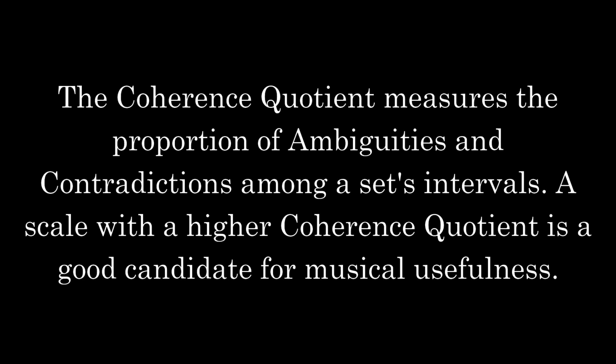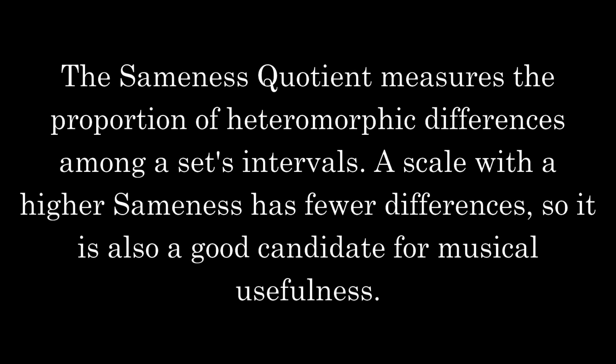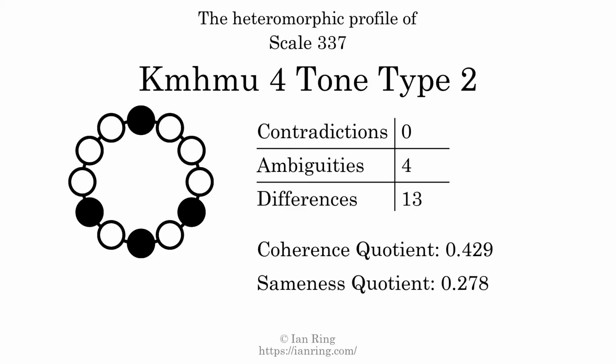The coherence quotient measures the proportion of ambiguities and contradictions among a set's intervals. A scale with a higher coherence quotient is a good candidate for musical usefulness. The coherence quotient is 0.429. The sameness quotient measures the proportion of heteromorphic differences among a set's intervals. A scale with a higher sameness has fewer differences, so it is also a good candidate for musical usefulness. The sameness quotient is 0.278.